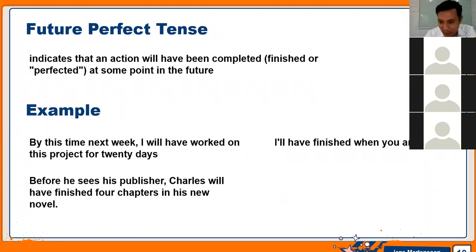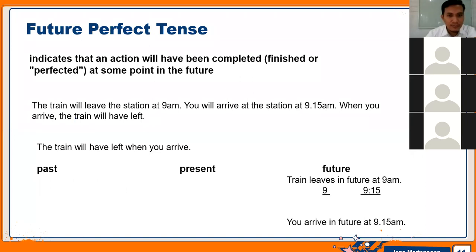Amanda, Nurjana, Will, Dansha, if you have a problem in understanding this topic, feel free to ask, because today we have 2 tenses, yeah? Future perfect tense and future continuous tense. Okay, so future perfect tense indicates that the action will have been completed, finished, or perfect at a certain point. Okay, this is an example, right?